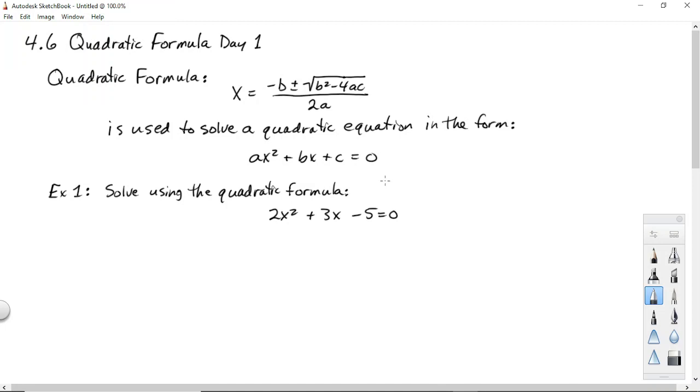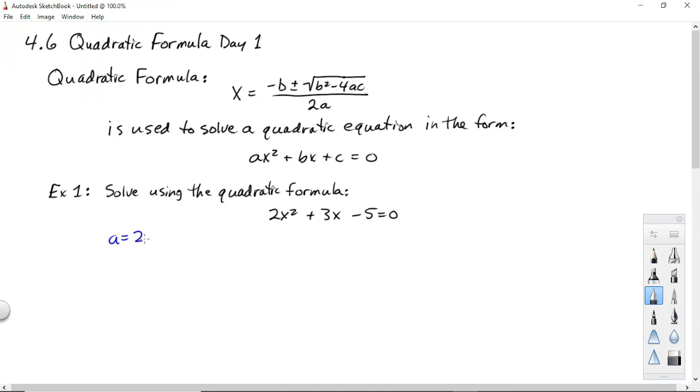So let's look at the first example. It says solve using the quadratic formula. And there it is. And this is in standard form and it is set to 0. So all we have to do first is make sure that we recognize what the a, b, and c is that's going to go into the quadratic formula. So a is whatever's multiplied by x squared, right? There it is, ax squared. So in this case, that's 2. So we can write that down.